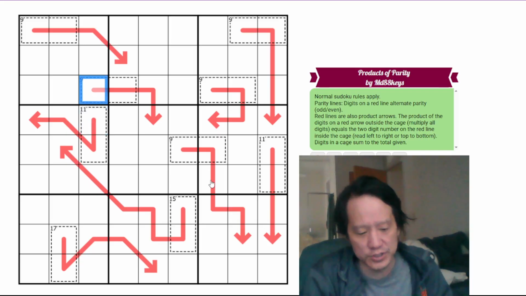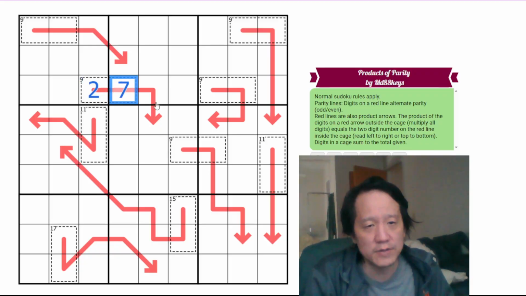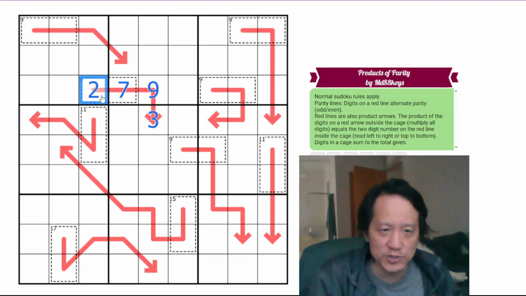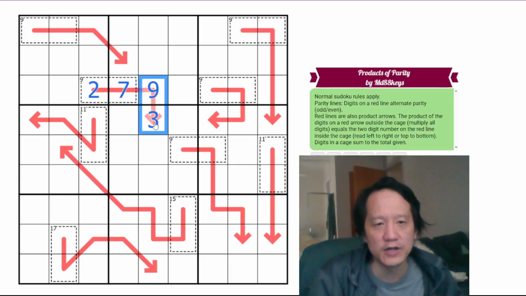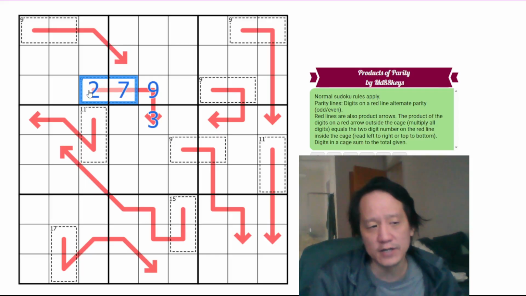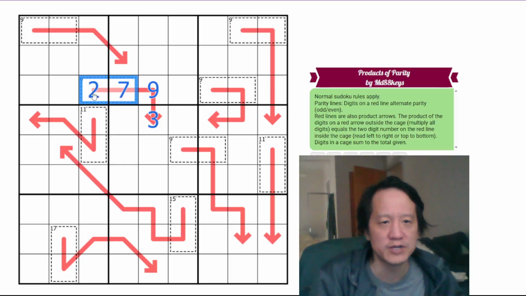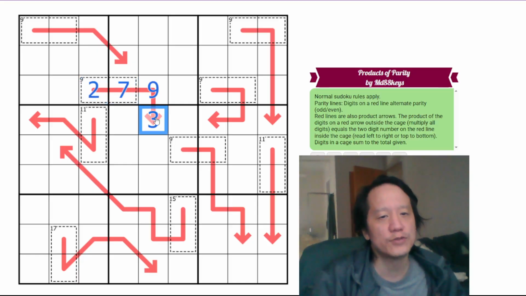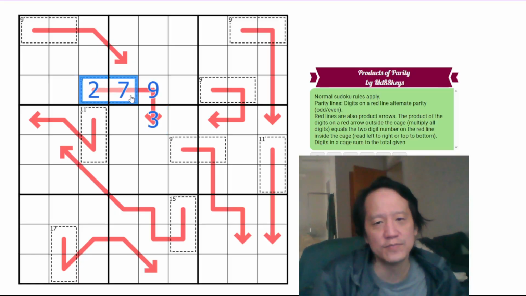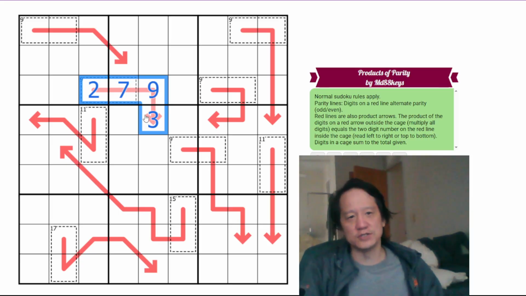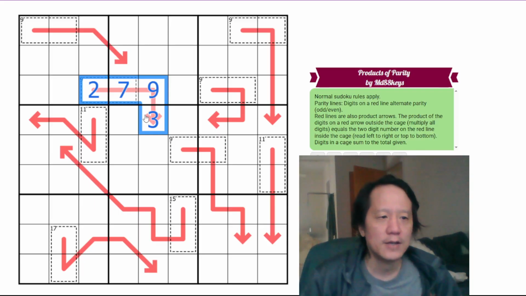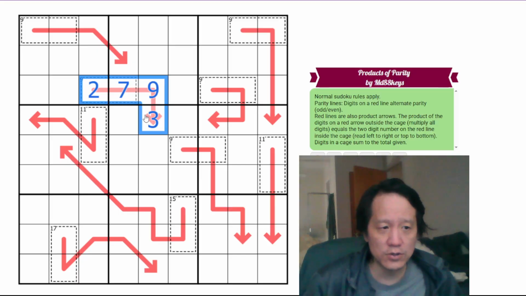As an example, you could have 2, 7, and 9 and 3. This would be valid as a product arrow, because the digits outside the cage on the arrow, 9 and 3, multiply to the 2-digit number represented in the cage, which is 27 here. Again, 2 is the tens digit and 7 is the ones digit because it's left and right. So 3 times 9 equals 27. That's an example of how product arrows work. I've never actually seen this before, so this is my first time trying that. And those are all the rules.